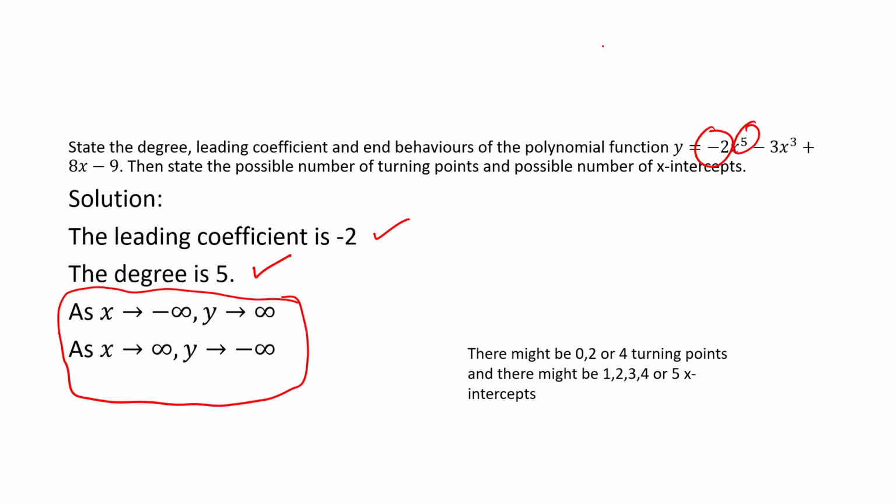Or even better, I remember what a really simple version of a polynomial function with a negative leading coefficient and odd degree looks like. Specifically, I remember what y equals -x cubed looks like. And since y equals -x cubed has a negative leading coefficient and odd degree, it must have the same end behavior as this more complicated looking function with a negative leading coefficient and an odd degree. Now, because the degree is 5, I know that there must be 0, 2, or 4 turning points. And because the degree is 5, i.e. odd, I know I can't have 0 x-intercepts, so I must have 1, 2, 3, 4, or 5 x-intercepts.